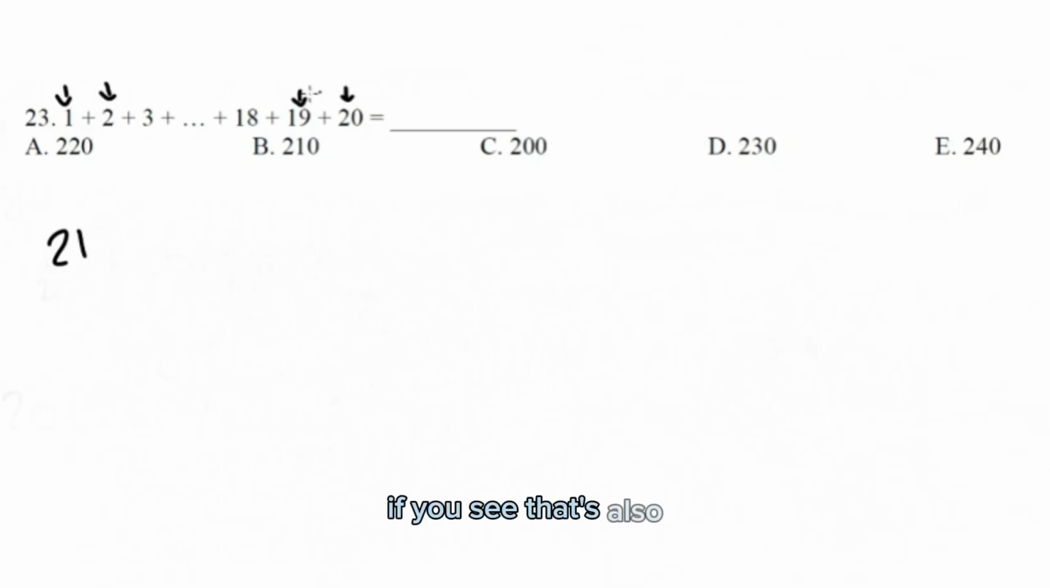If you see, that's also a sum of 21. And if you keep going, it's always going to be 21. So no matter what, these are all going to be summed to 21. The first and last number, second and second last, third and third last, and so on.